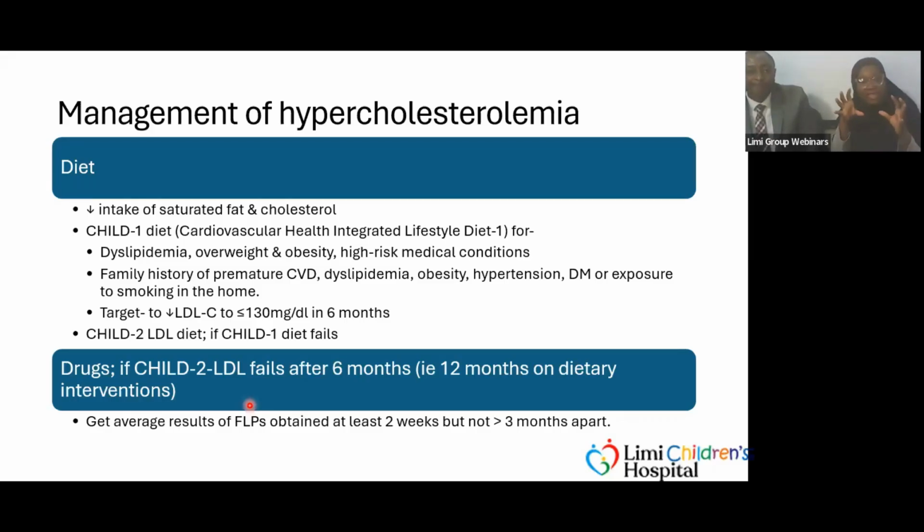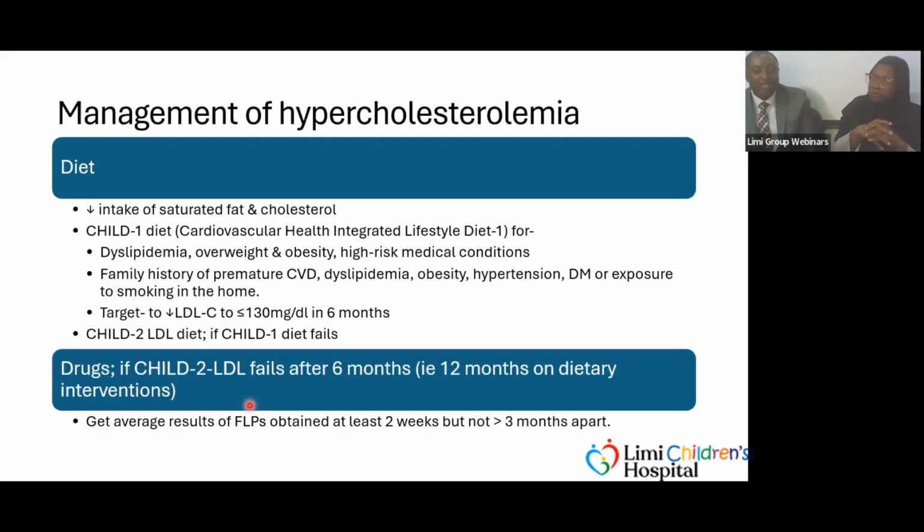So basically, after you try this diet, our target is to reduce the LDL to less than or equal to 130 milligram per dl in 6 months. If this fails, we go to the CHILD 2 diet for LDL. So there's CHILD 1 diet, which is general for the dyslipidemias, then there's a CHILD 2 diet specific for low density lipoprotein, because the low density lipoprotein transports the highest percentage of cholesterol. But there's also the CHILD 2 diet for elevated triglycerides. So 6 months on CHILD 1 diet, and if he fails, another 6 months on CHILD 2 diet. We shall discuss in the next slide the components of the CHILD diet.